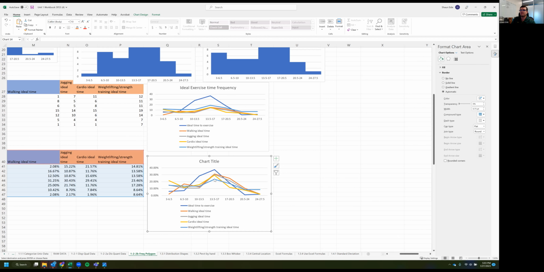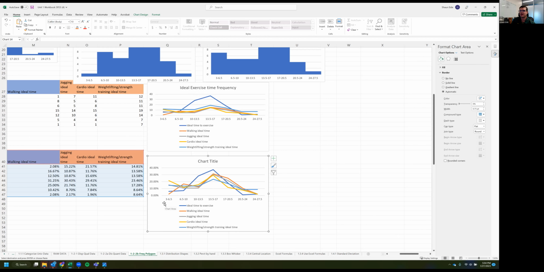Now you're seeing them better, a better picture of them in relation to the sample size, and you can see that ideal exercise time, overall 10 to 13.5. And 13.5 to 17 is a little bit higher for like the overall average of ideal exercise time. But then each sport differs, or each activity is slightly different. But in general, they're pretty similar. They're all peaking at around 13.5 and then decreasing from there. And so you have the relative frequency and the actual frequency.